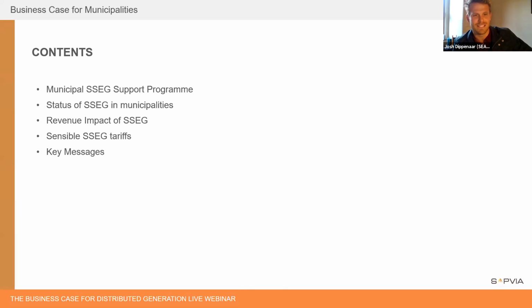So how many municipalities are embracing it and have processes for connecting solar to the grids. And then thirdly, you're going to touch on the revenue impact of SSEG. So that's the impact on municipal revenue. That's a key concern for municipal officials. So we're going to look at how solar impacts municipal revenue, and then from that look at how municipalities can respond by setting sensible SSEG tariffs that still promote solar but reasonably protect the municipality's revenue, and then some key takeaway messages.